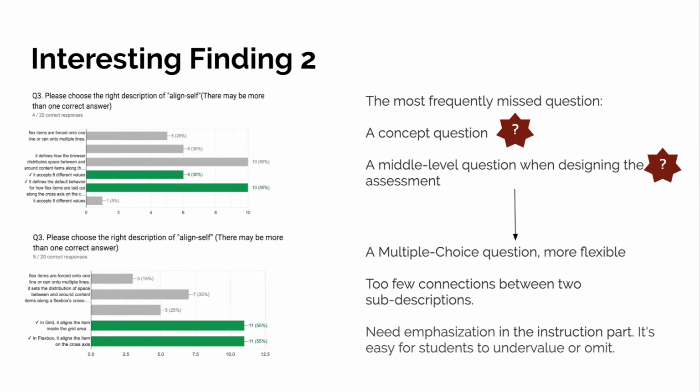For the second finding, question 3 is the most difficult one in both A and B. However, when we built the assessment, we thought this question is just about concept. It's a middle level question when designing it. So we asked some students and found that this question is a multiple choice question, so it's more flexible, and there are too few connections between two sub-descriptions. So students find it hard to find all of them. So this point needs to be emphasized in the instruction part because it's easy for students to undervalue or omit.